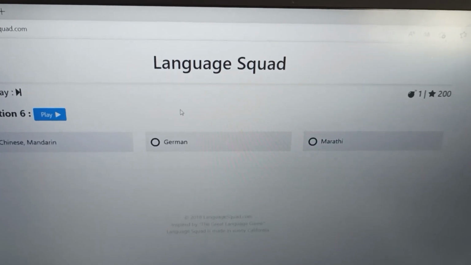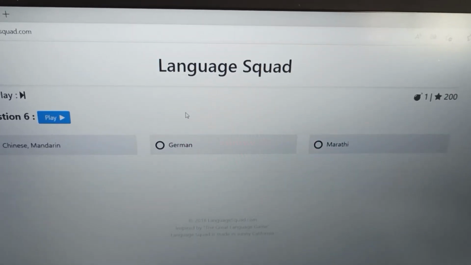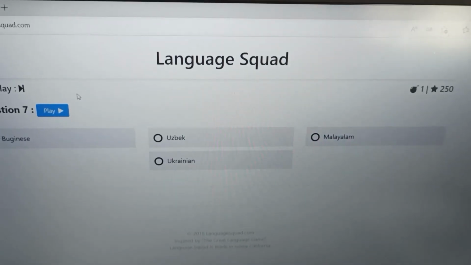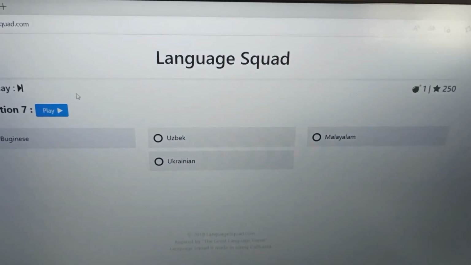I am not able to translate anything from German, although I'm learning it. That's crazy.